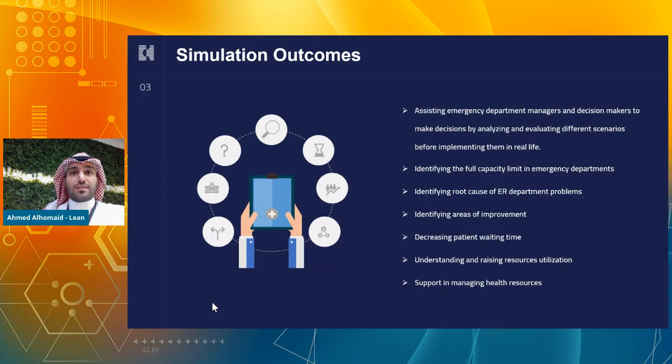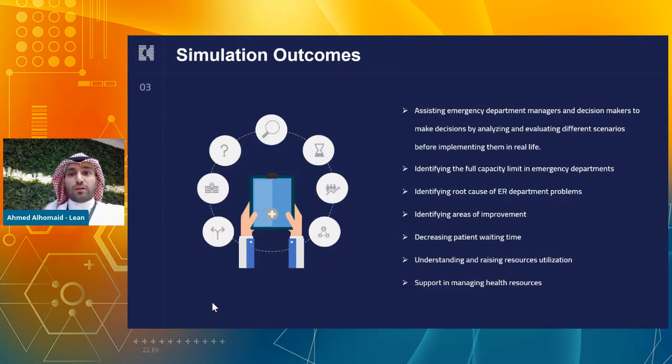Another thing it could help us with is identifying areas of improvement, where exactly I can improve or change to decrease the waiting time or patient crowding. Once we test different scenarios, we can know which scenario is the best, so we can help in decreasing the waiting time. In addition to understanding and raising resource utilization. For example, if one unit's bed is not fully utilized, we can transfer that bed to another unit to maximize the utilization of resources.